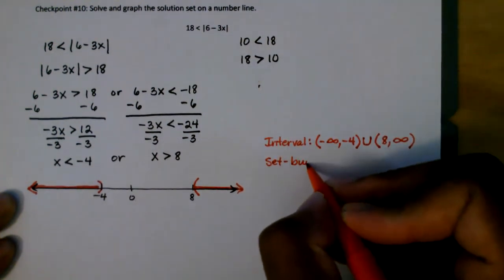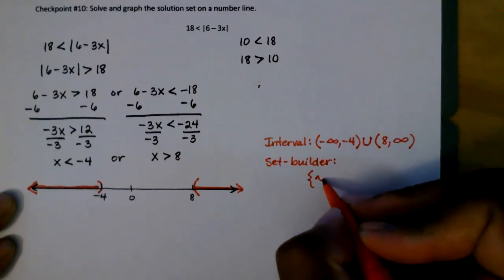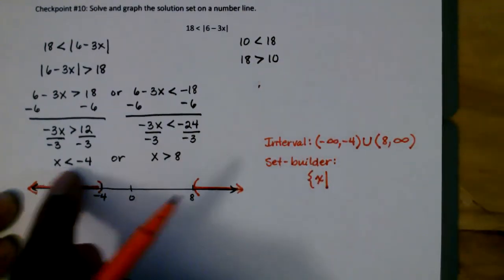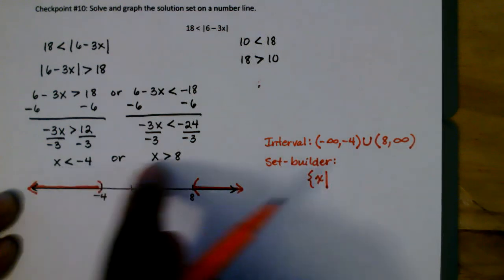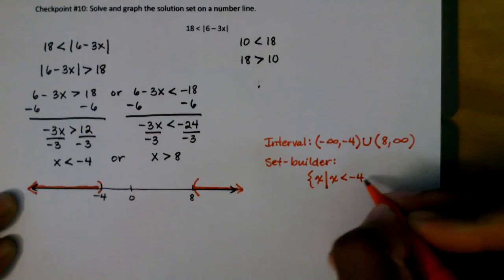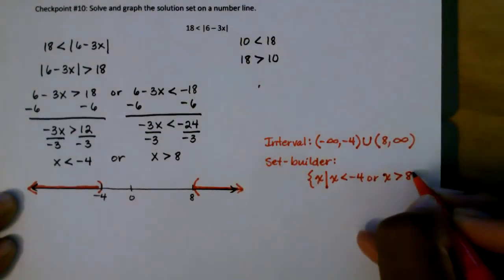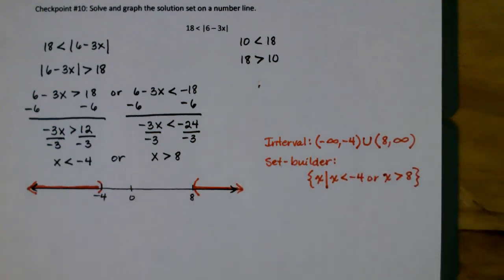And now for set builder notation, that's going to be the set of all x such that, and we just copy this down right here: x is less than negative 4, or x is greater than 8. All right, so that's how we solve absolute value inequalities.